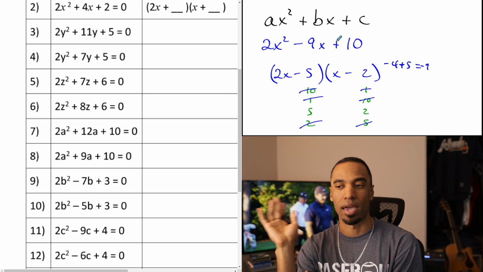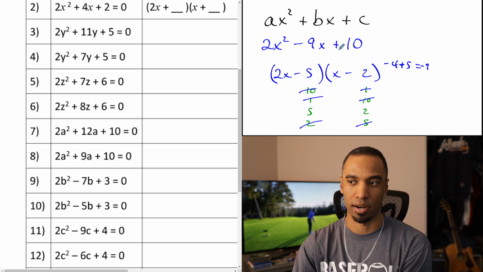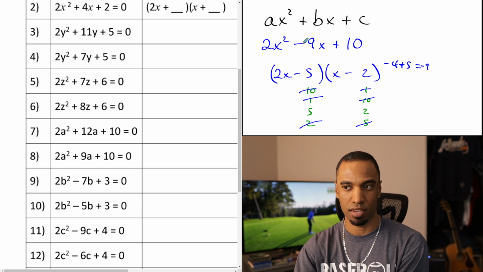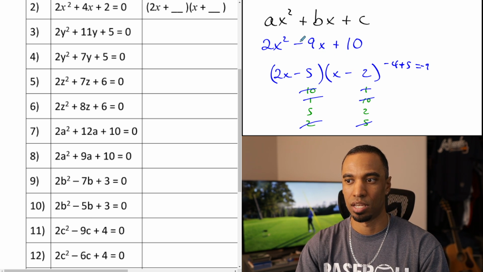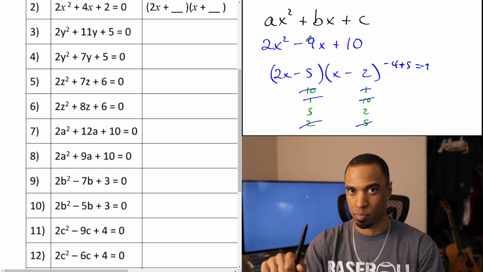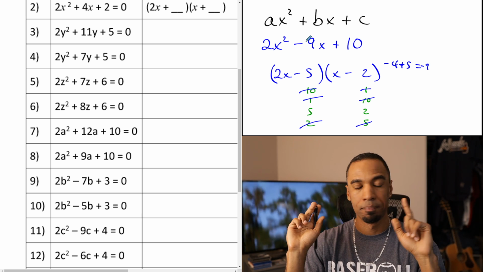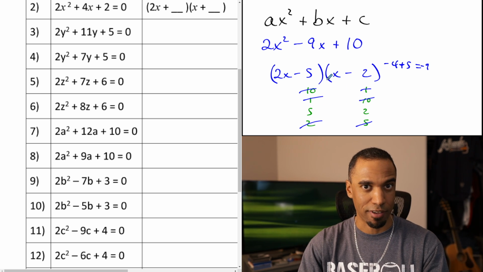I wouldn't do it that way. I'd know for sure what to put in there. Those ones are pretty easy when the product is positive. Either they're both plus plus, if the sum is positive, or they're both minus minus if the sum is negative. Kind of the same as x squared plus bx plus c. If you can't find something within there, then that means it also wasn't factorable.